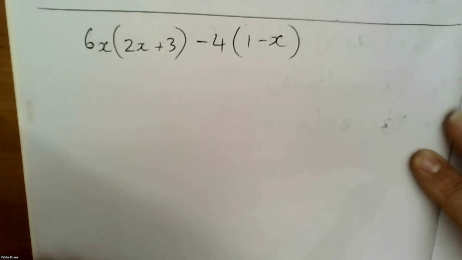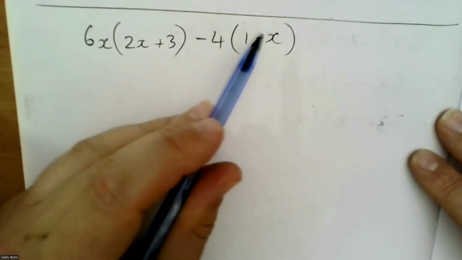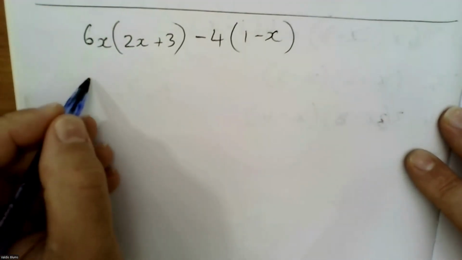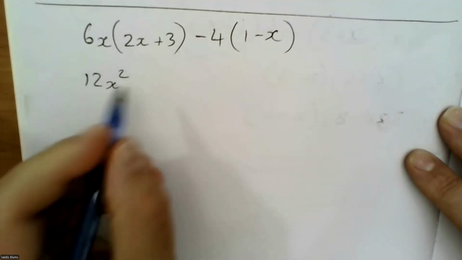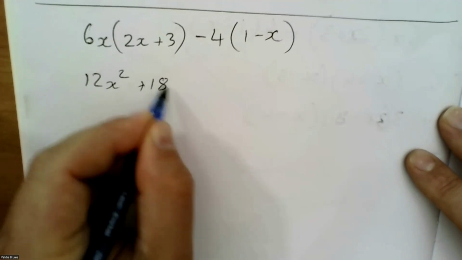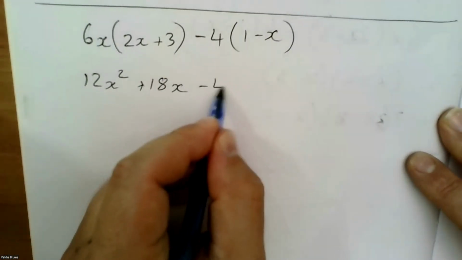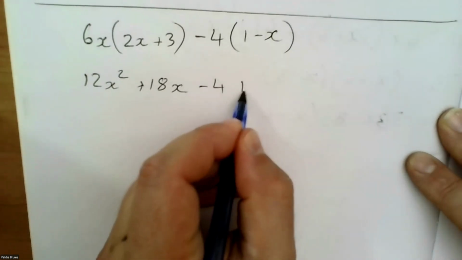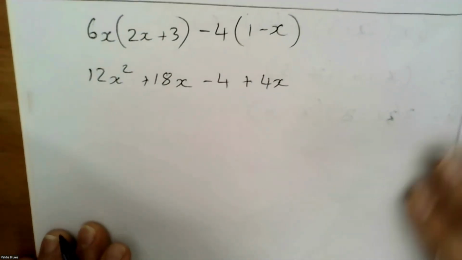Okay, next question. Doing the same thing first. We're expanding these brackets and then we're going to collect our like terms. So we have 6x times by 2x. We have 12x squared. 6 by 3 plus 18x. We have a minus 4 times by 1, so minus 4. And we also have a minus 4 times by minus x. We have a plus 4x because minus times minus gives us positive.